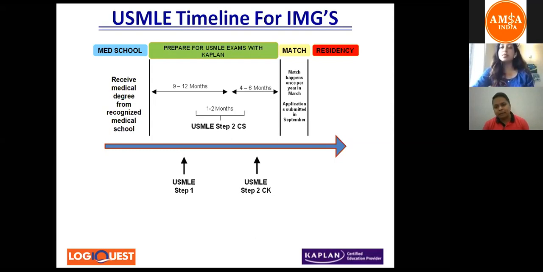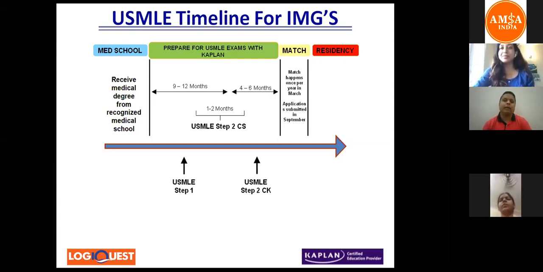So start parallelly, and about 2 years maximum, even if we are lenient enough to count about 2 years from then. So 1 year of internship and then the year thereafter. So in these 2 years, you'll be done thoroughly with your step 1 CK and CS, and then immediately you can send across your applications for residency.